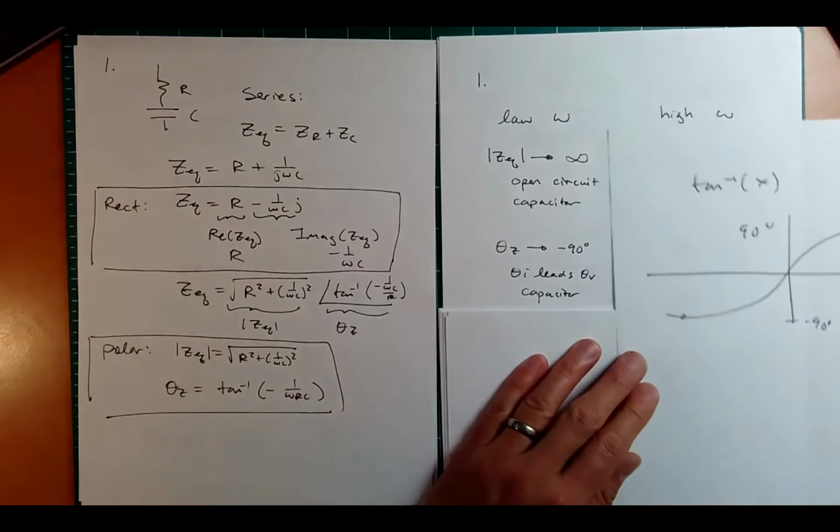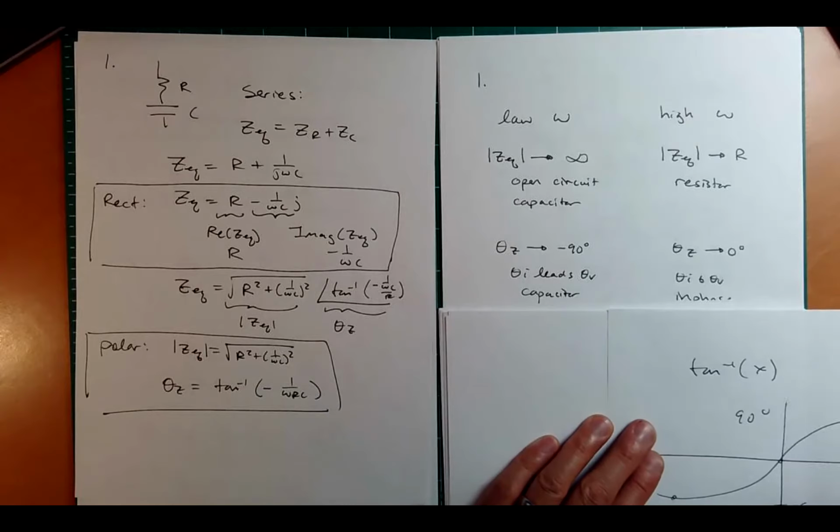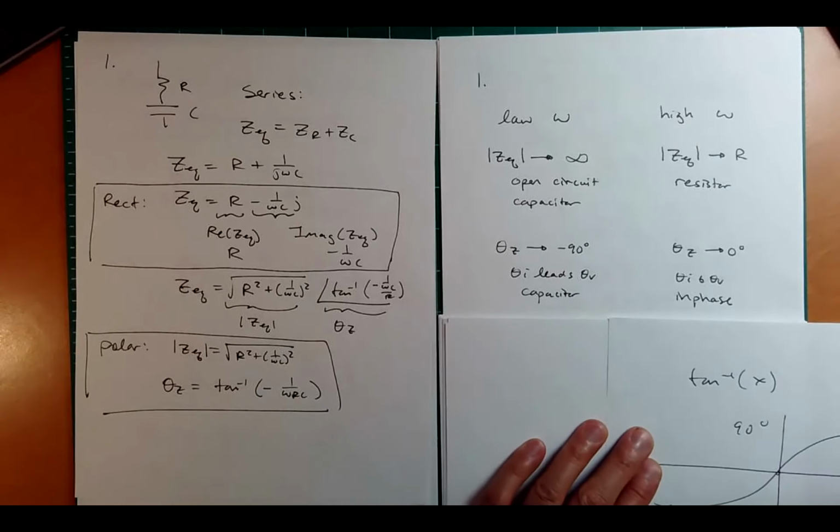And that's what we would expect because the capacitor essentially turns into a short, right? Now, what about the phase? So as omega gets very large, this thing goes 1 over a large number, which goes to 0. Tan inverse of 0 goes to 0. And so now you have theta I and theta V in phase.